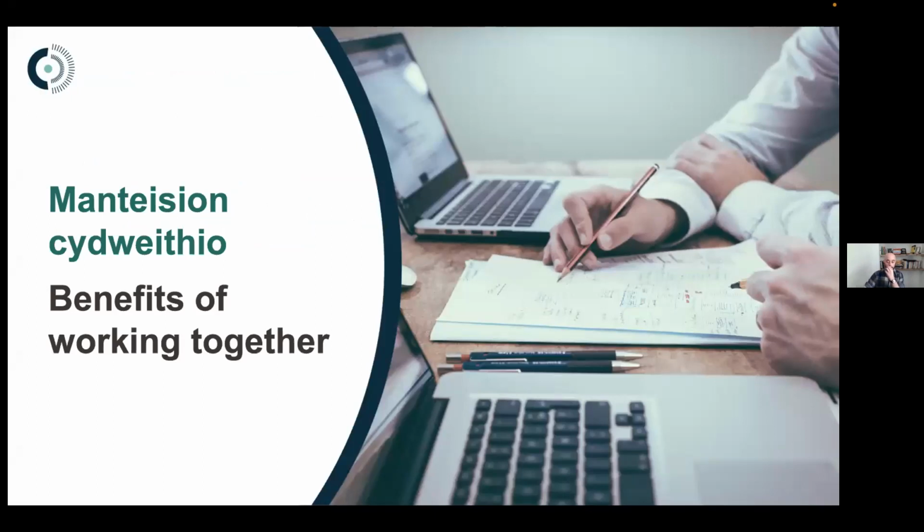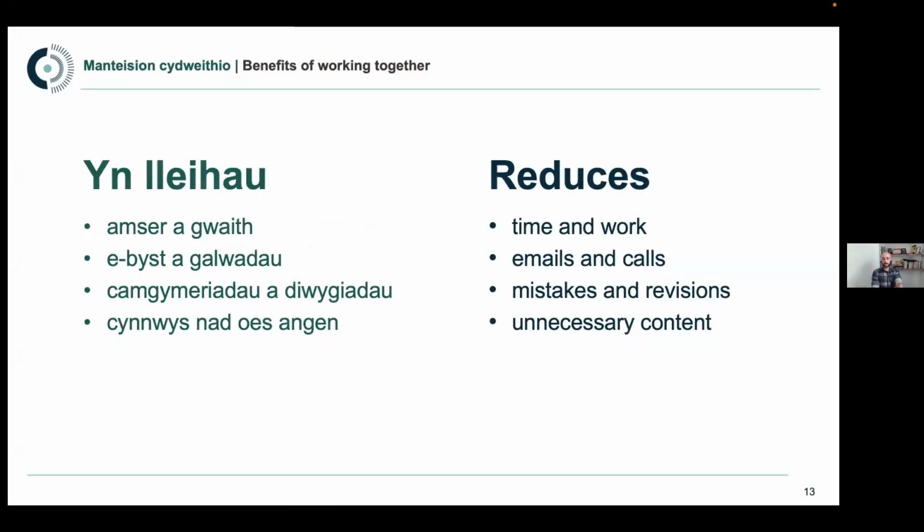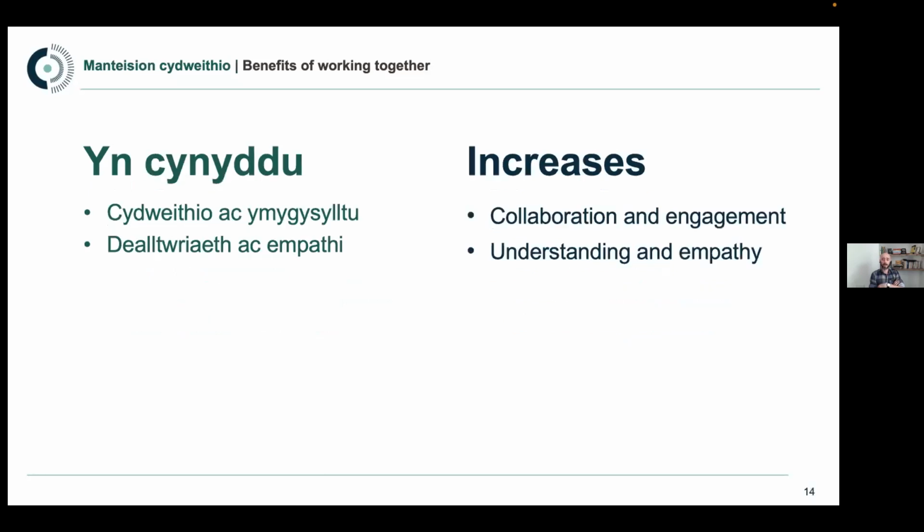So what are the benefits of working this way, of collaborating with pair or triad writing? I think that working together this way reduces mistakes and revisions. It saves us time in the back and forth of emails and calls for clarification. It also prevents us from investing time and effort into creating just-in-case content that's not necessary. At the same time, it increases collaboration and engagement.